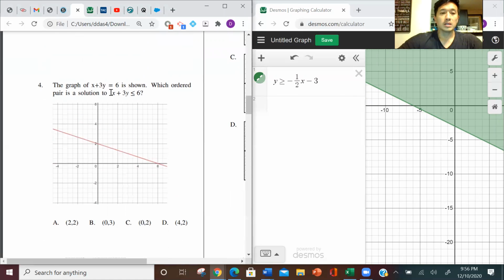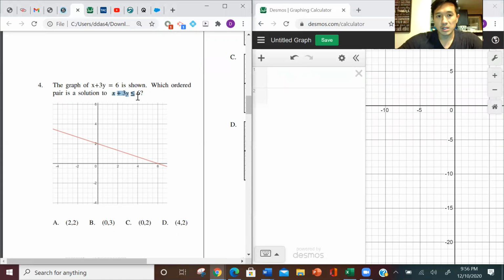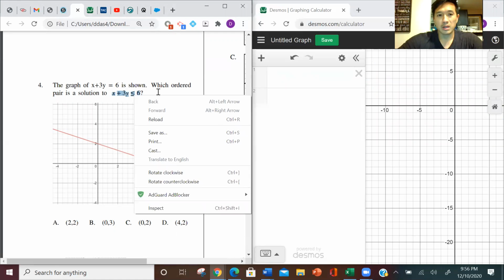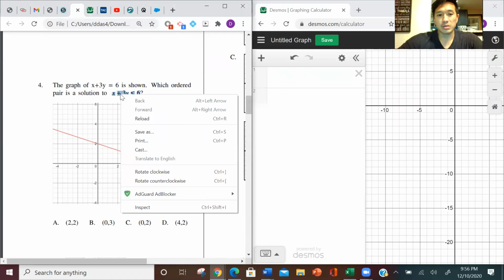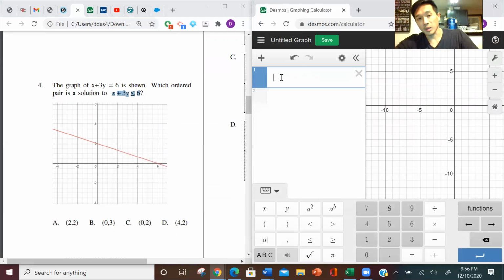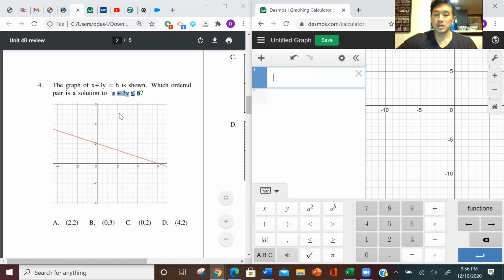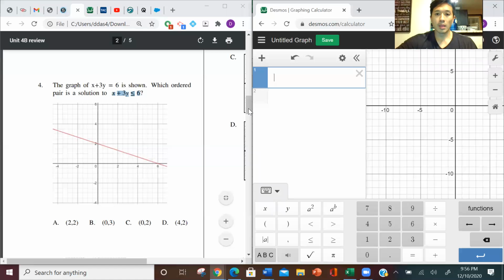Number 4, the graph of x plus 3y equals 6 is shown. Which ordered pair is a solution to x plus 3y is less than or equal to 6? So what are we doing again? You're taking this equation right here and writing it here, and this should shade above the graph. Which one of these points is in the shaded region above, or at least on the line, because this boundary line can include the point for the solution since it's solid.